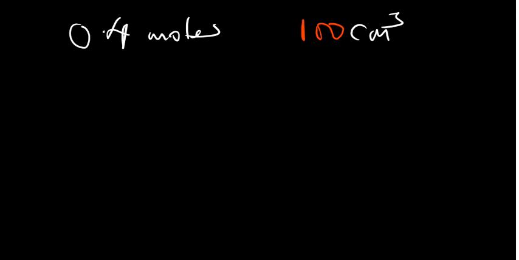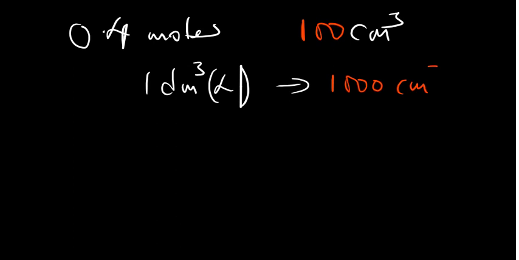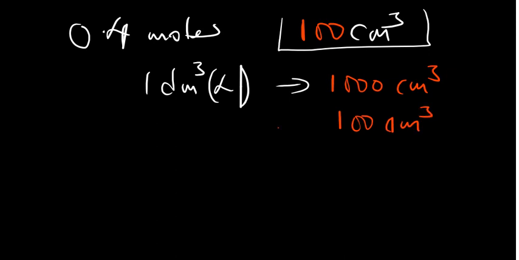So we said 1 decimeter cubed or a liter is equivalent to how many cubic centimeters? Okay, so it's equivalent to 1,000 cubic centimeters. Now, how do you move from cubic centimeters to liters? So think of it in this way. You have 100 cubic centimeters, and what do you want to see?